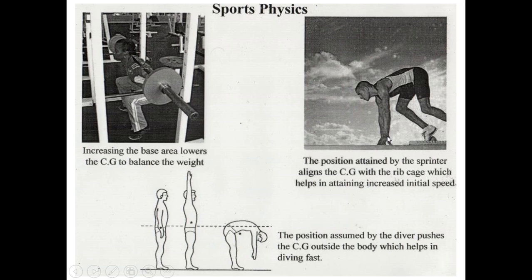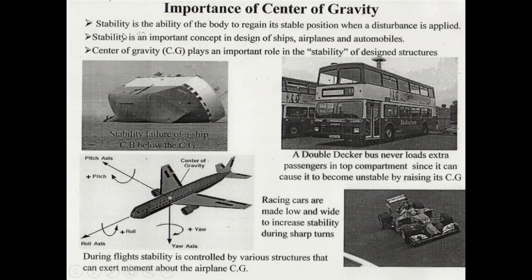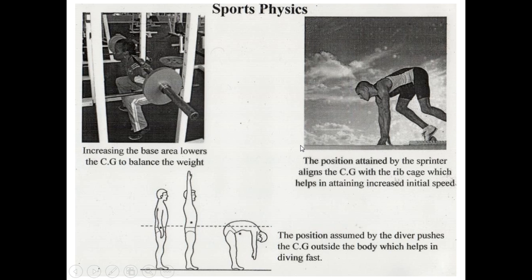Similarly, this sprinter has assumed a position that aligns his center of gravity with his rib cage. This is going to help him attain high speed when he kicks off from his starting point. And this swimmer has assumed a position that pushes the center of gravity slightly out from his body, which is going to help him dive into the pool at a faster rate. So the center of gravity is utilized in the design of engineering structures, as we see in the first slide, and it is also utilized in sports physics.